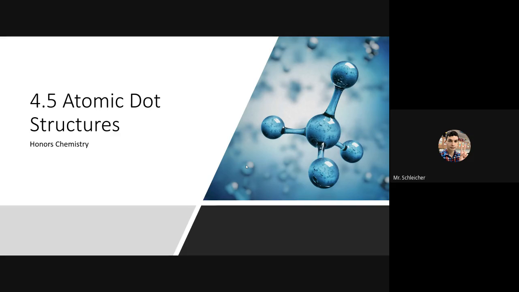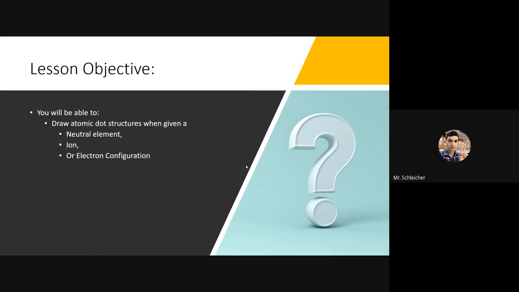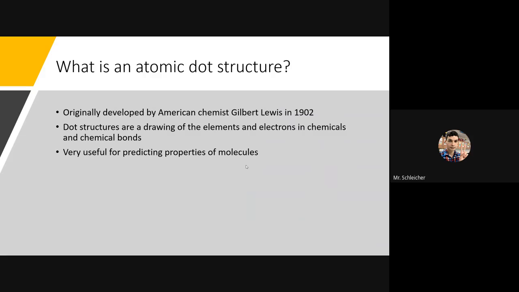Today we are going to learn about atomic dot structures. By the end of this lesson, we're going to be able to draw atomic dot structures when we have an element, an ion, or an electron configuration. If I give you any one of those, then you should be able to draw an atomic dot structure from that. So first things first, what is an atomic dot structure?